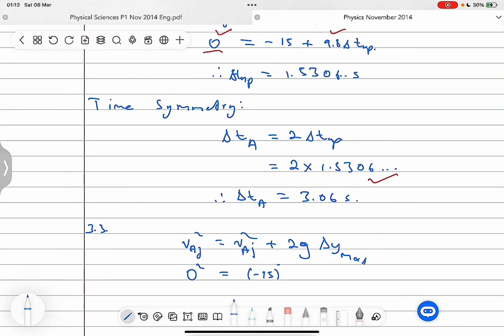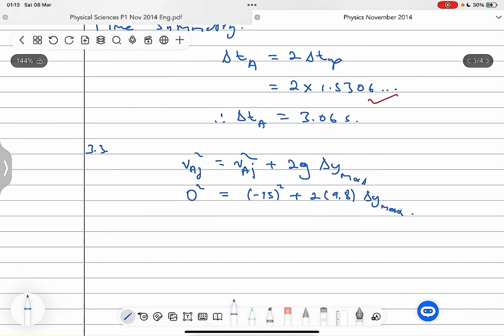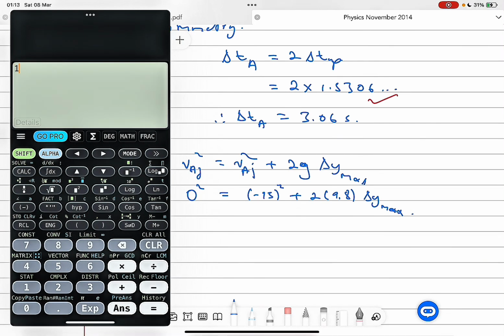and this object starts with a velocity of negative 15 and we have 2 times 9.8. Very important to remember how we chose our direction there, and we are really calculating the maximum height of ball A. Now here, we can use our calculator to determine 15 squared. So this side we're going to have a 0, and then this side we have 225 plus 19.6 change in y max.